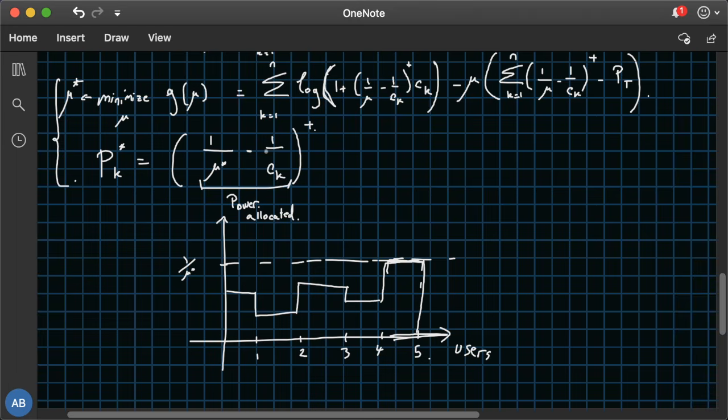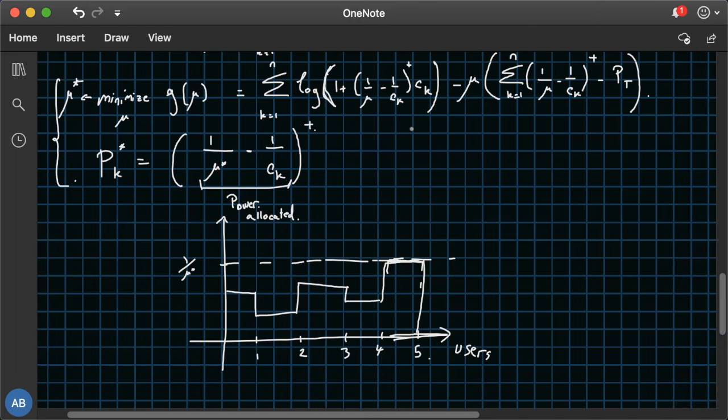To compute it in practice, imagine you'd have to do a binary search or a 1D search over mu to find the best mu that minimizes this cost. This is not a smooth function. It's not differentiable. It's due to the max function, the superscript pluses.